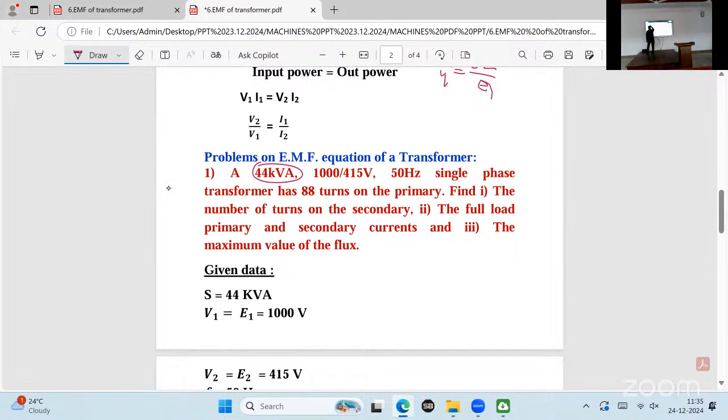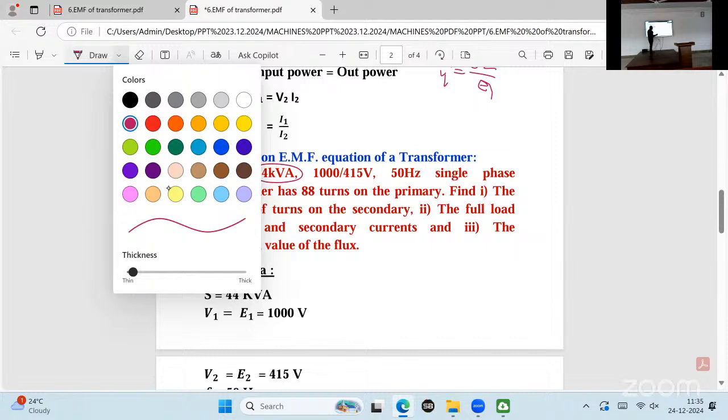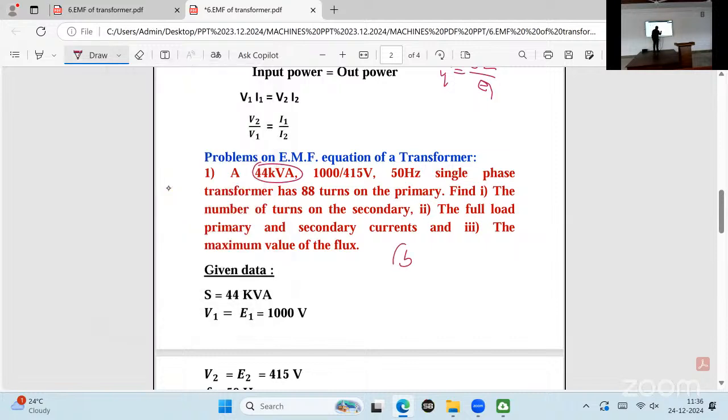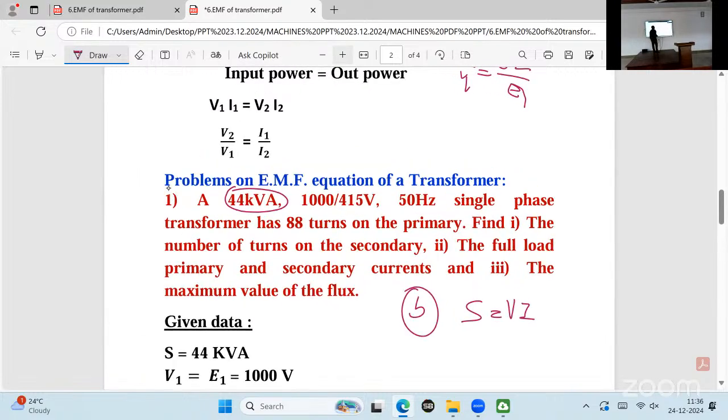This is called B bit: the full load primary and secondary currents. S is equal to V into I. This is the standard formula, remember. From Unit 1, AC circuits, apparent power. Yes, this is the standard formula.